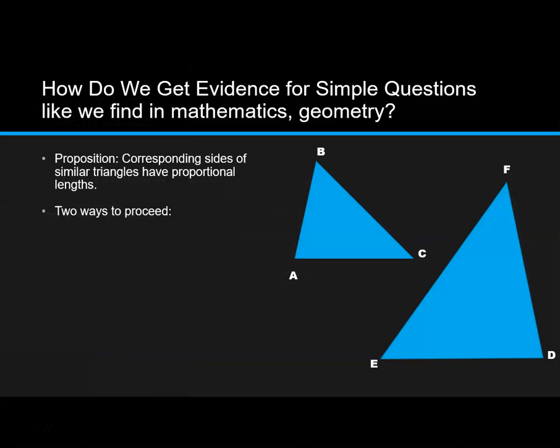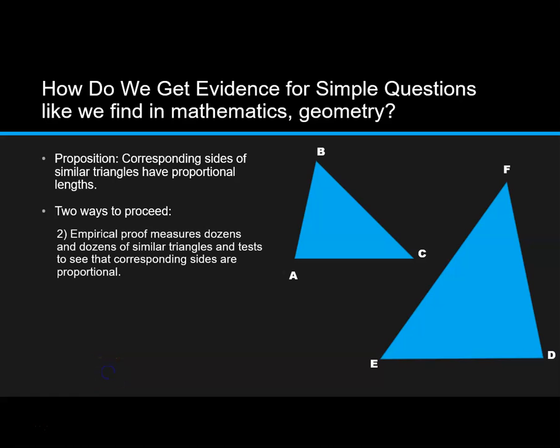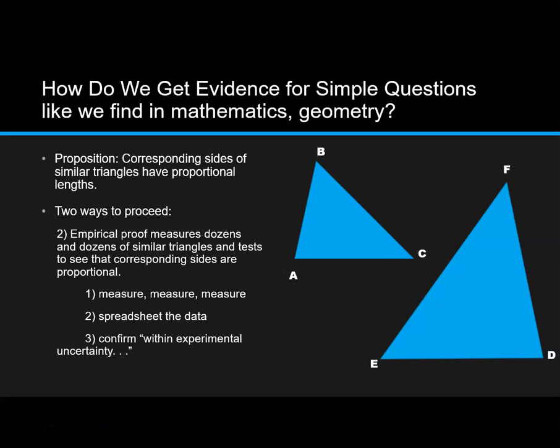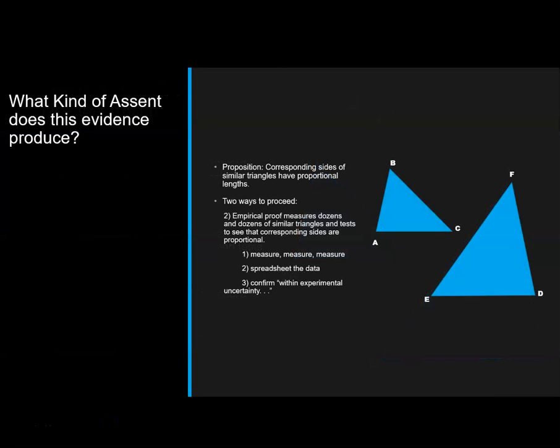There's a second way to proceed to find out if corresponding sides have proportional lengths. Empirical proof measures dozens and dozens of similar triangles and tests to see that corresponding sides are proportional. So you draw a bunch of triangles, make sure they're similar, and then you measure. You spreadsheet the data, and you confirm that within experimental uncertainty, when you divide these two sides against those two sides, you get about the same ratio.